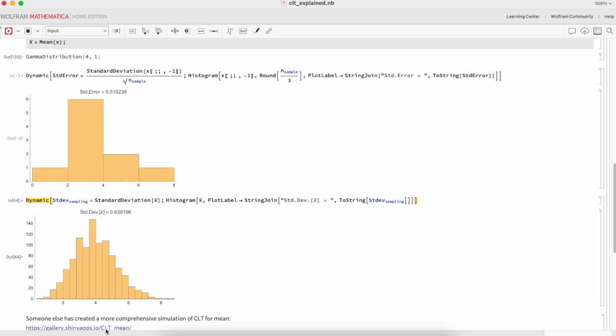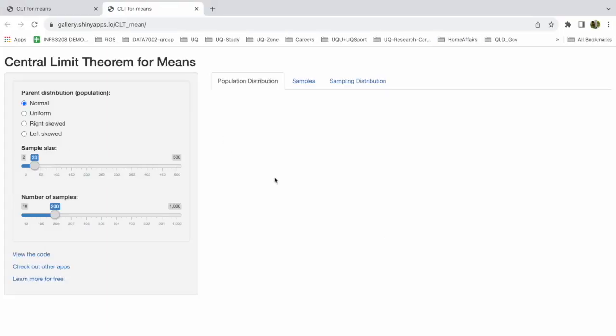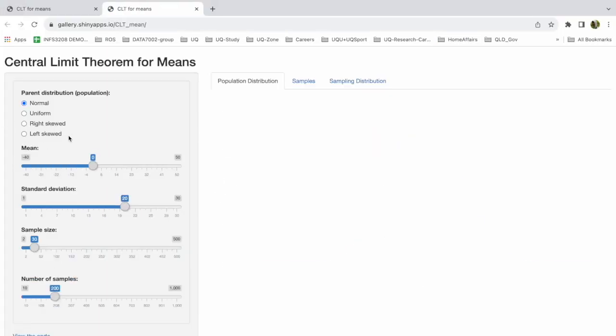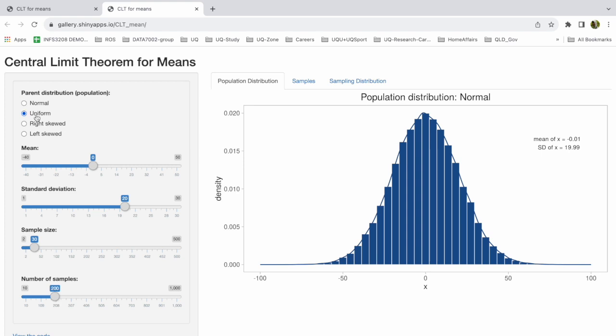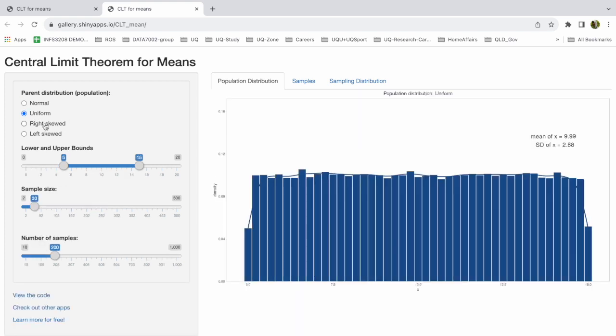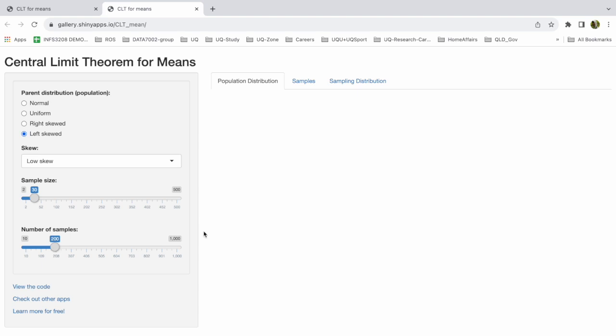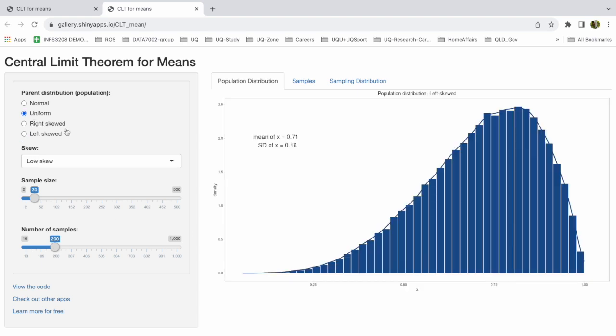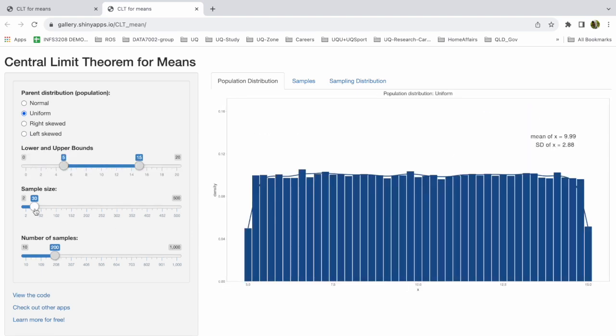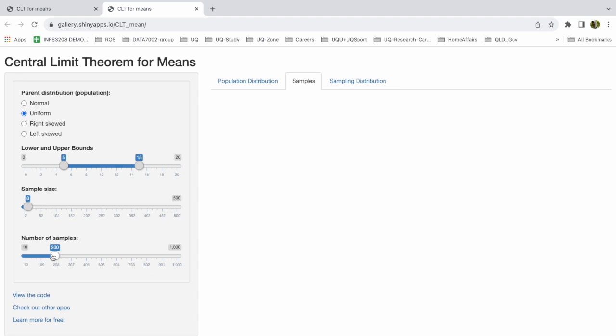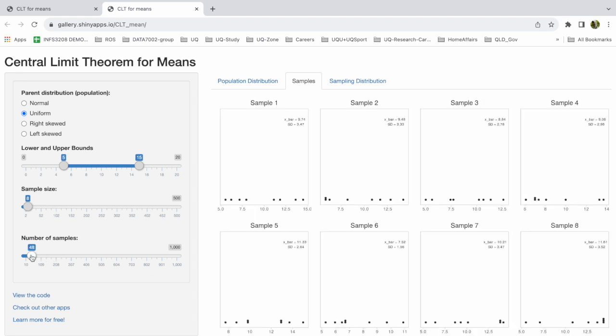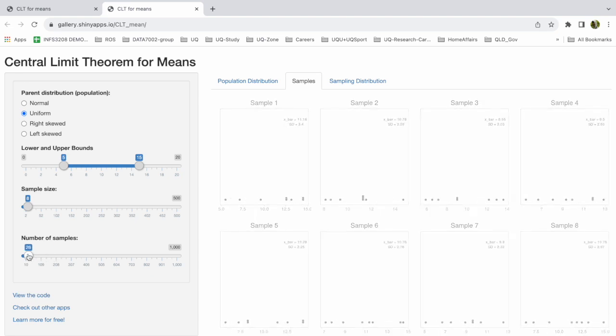Let's look at it in another simulation. It turns out someone has done it in a more elegant way. Let's say we choose any distribution. We can choose uniform, or even right skewed. Let's say uniform, and let's say we start with a very small sample, maybe 8, and we only conduct the experiment, for example, 10 times, 30 times. All right.